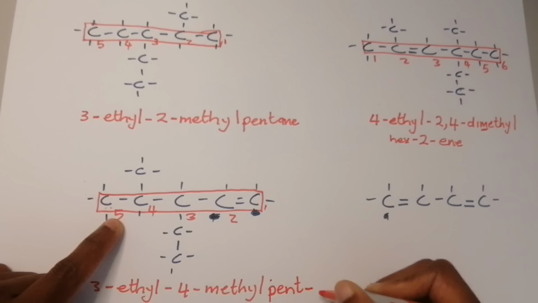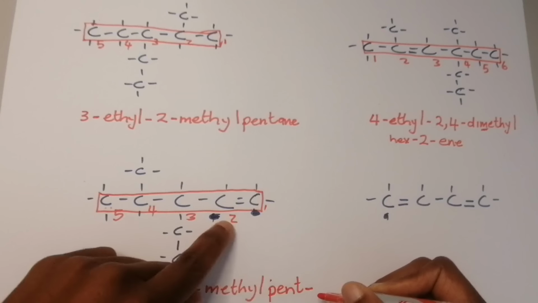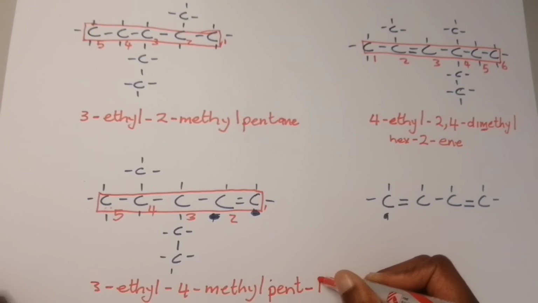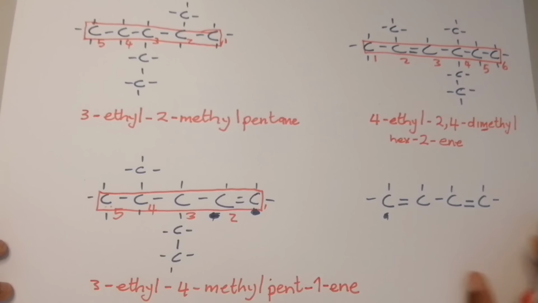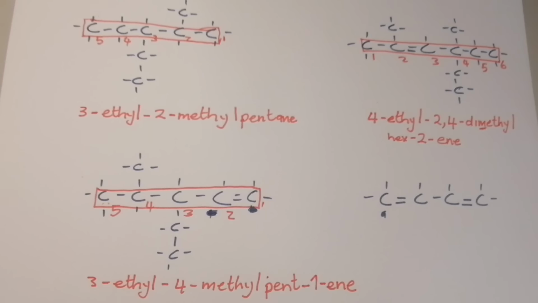All right. Between carbon number 1 and carbon number 2, which one is the smaller number? It's 1. So that's pent-1-ene. Remember, that's the double bond there. So we take the suffix ene in there, right?